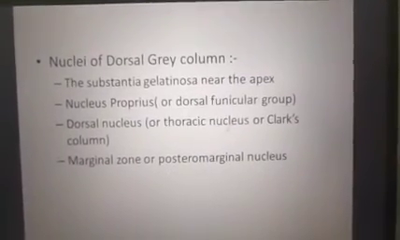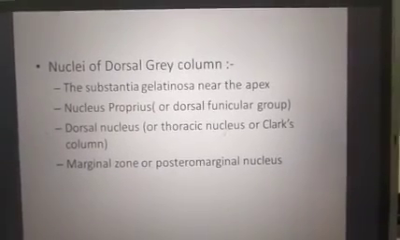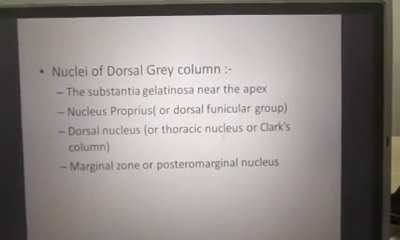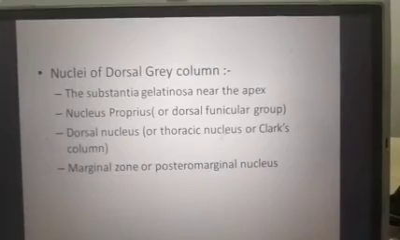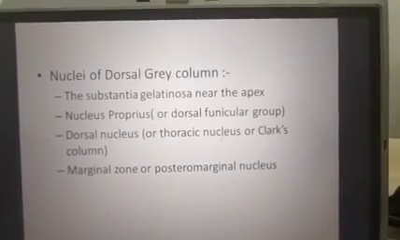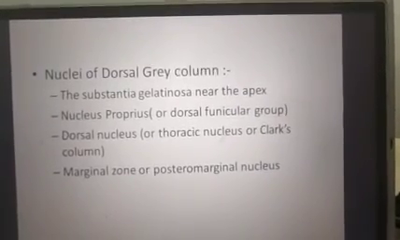And the second nuclei, that is the dorsal gray column, again has 4 parts: substantia gelatinosa near the apex, nucleus proprius, that is the dorsal funicular group, then dorsal nucleus, that is in Clarke's column, and the fourth one is the marginal zone or posterior marginal nucleus.